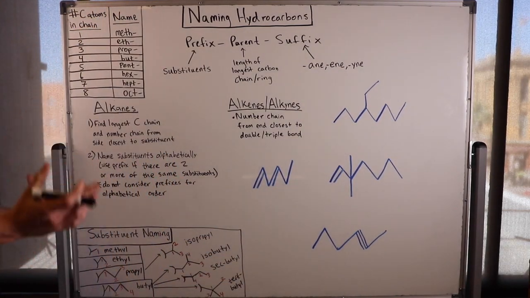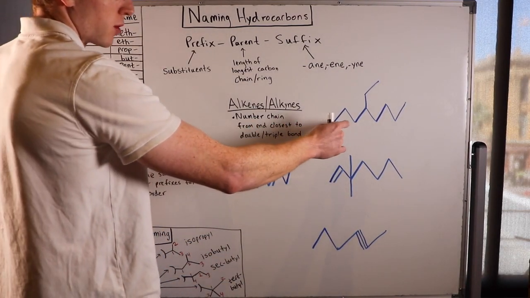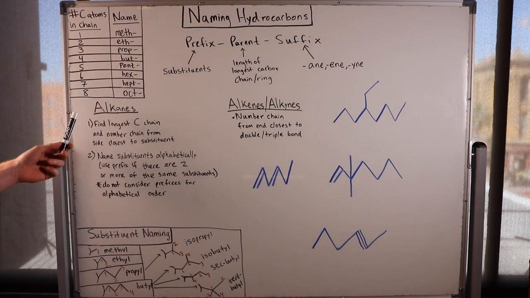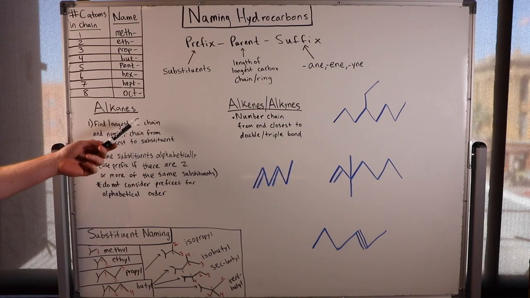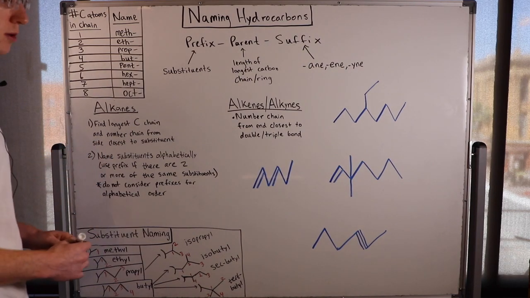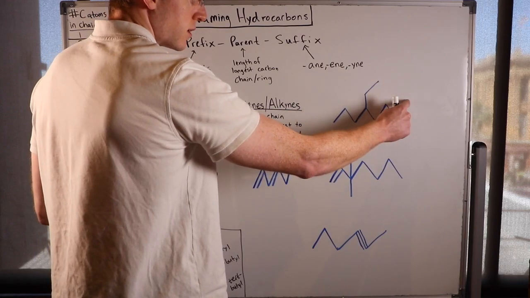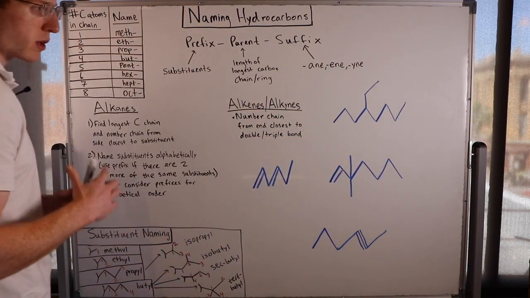Okay, going into some more examples here, so I want to name this molecule to begin with. So we notice they're all single bonds in this hydrocarbon, so this is an alkane. And we know that the first step in an alkane is to find the longest carbon chain. So the longest carbon chain, we can either start counting from here, here, or here. So let's see which one is the longest.